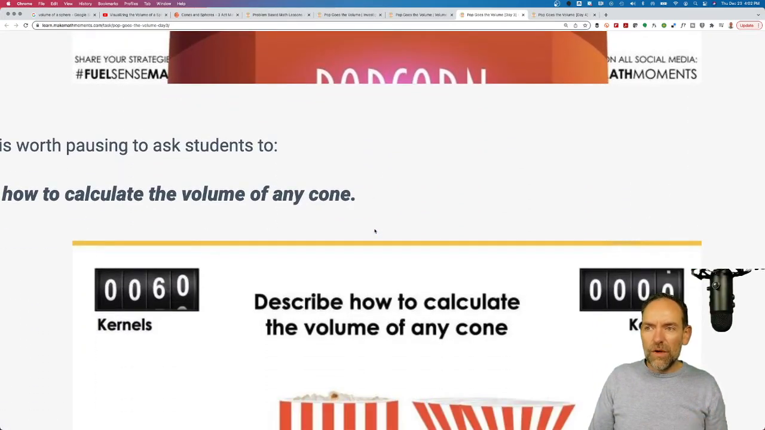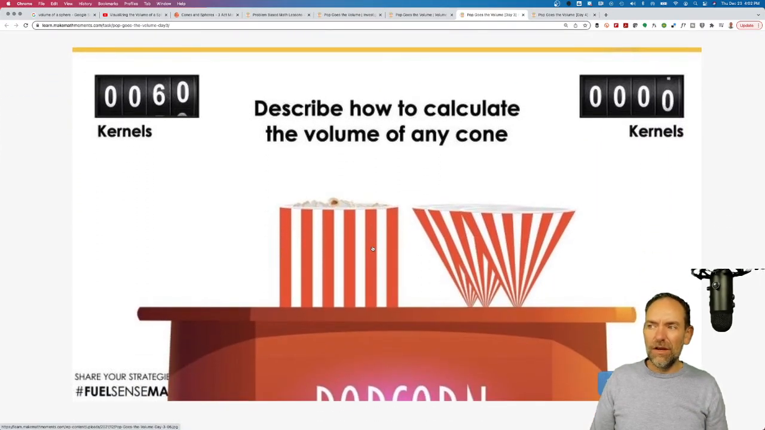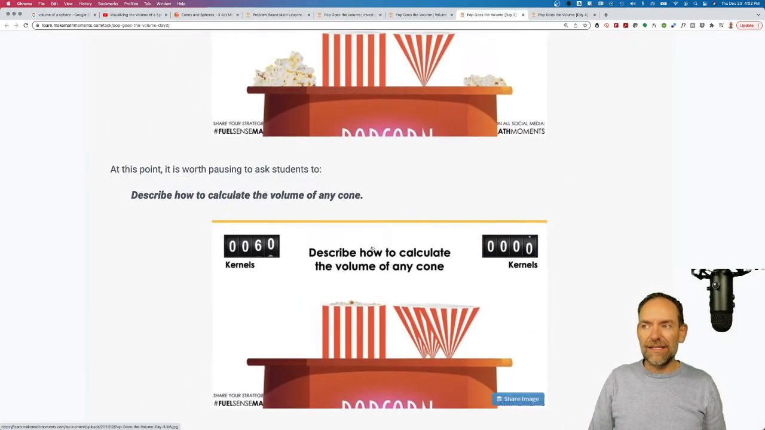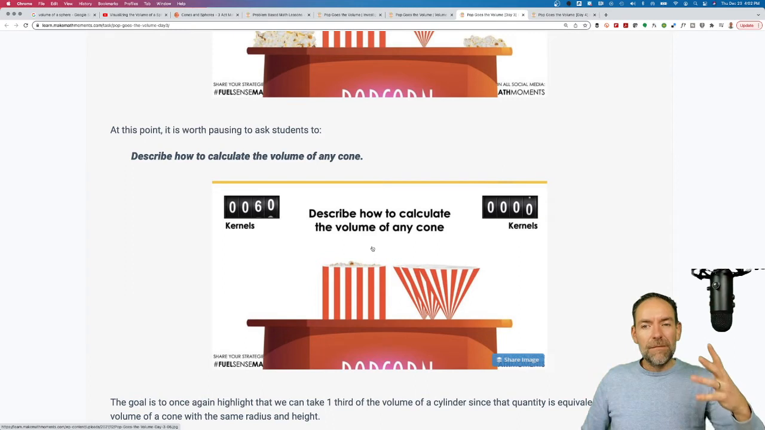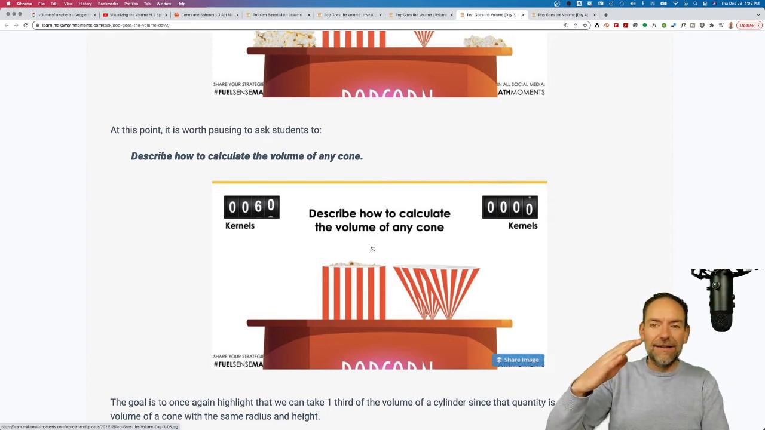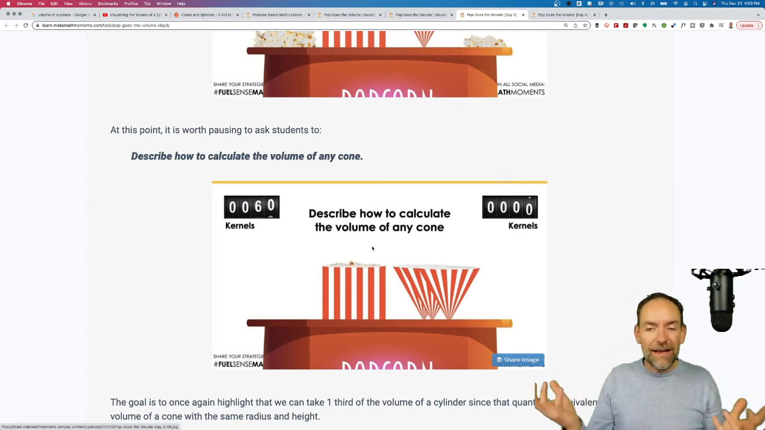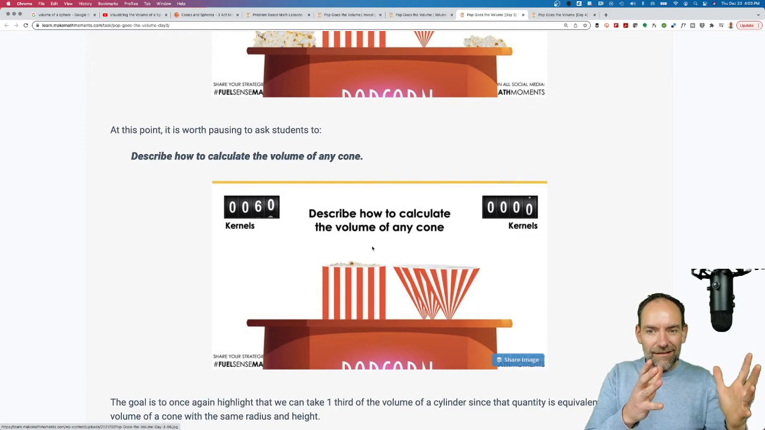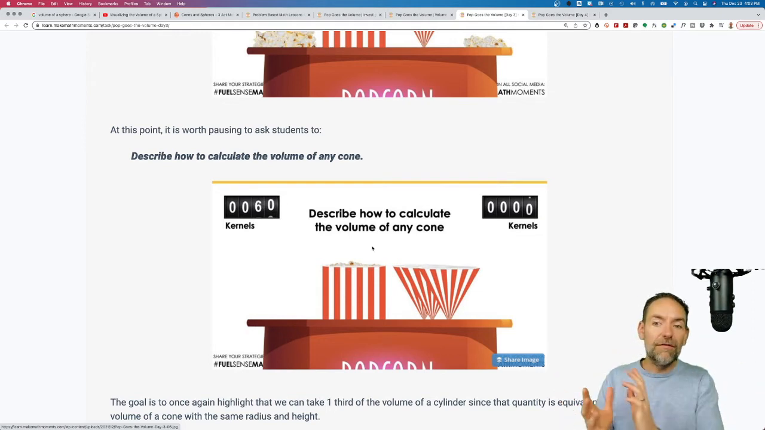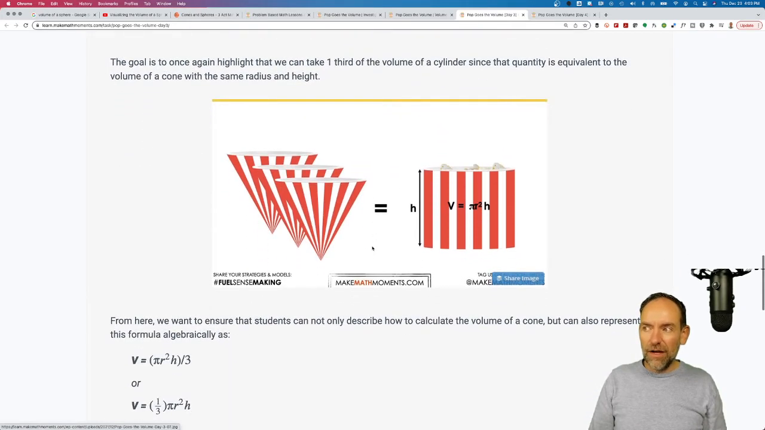But then we also want students thinking about how you could calculate the volume of any cone. If we know it takes 3 of them to fill a cylinder, what we're trying to get students to land on is, wait a second, if I know that I can find the volume of a cylinder by taking the area of the base times the height, then for a cone with the same base and the same height, all I have to do is take 1/3 of that volume. So I'm taking the volume of a cylinder and dividing it by 3, or taking 1/3 of that amount, and that is the volume of my cone.